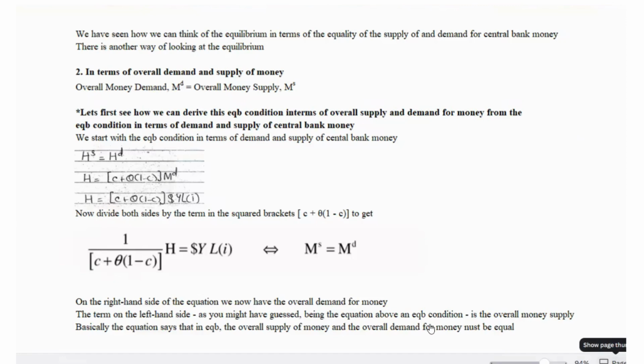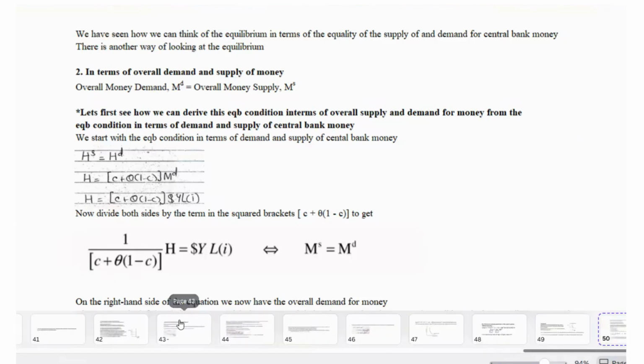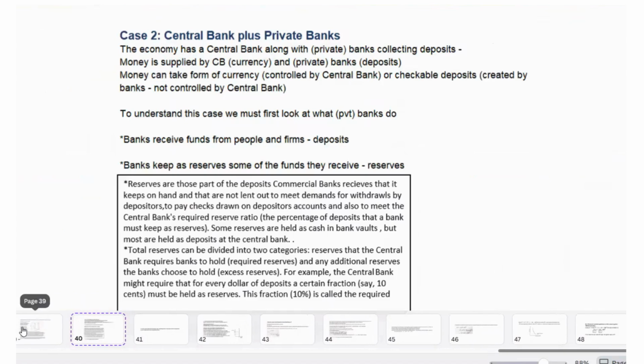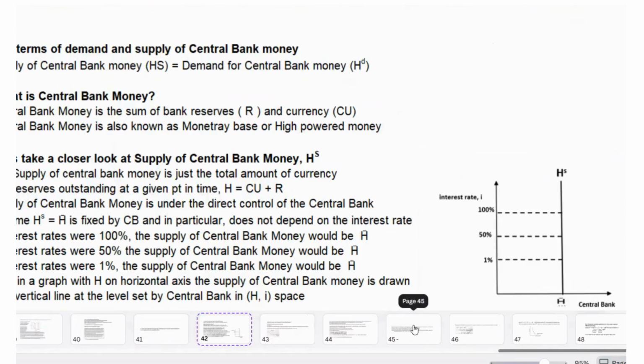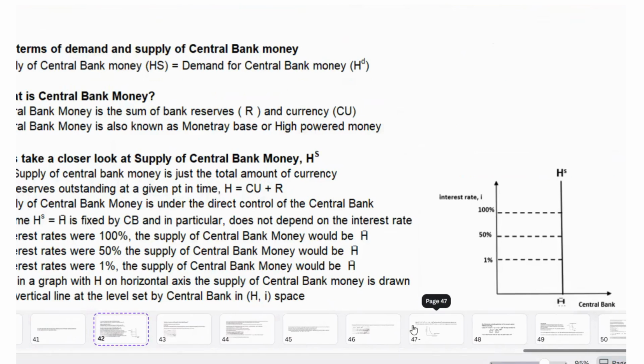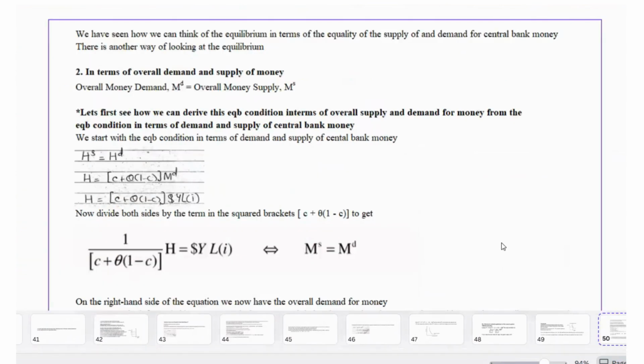So we looked at the financial market equilibrium, which can be expressed as demand for central bank money is equal to supply of central bank money. Then we talked about what is central bank money, what is demand for central bank money, what is supply of central bank money. Now, there's another way of looking at the equilibrium.